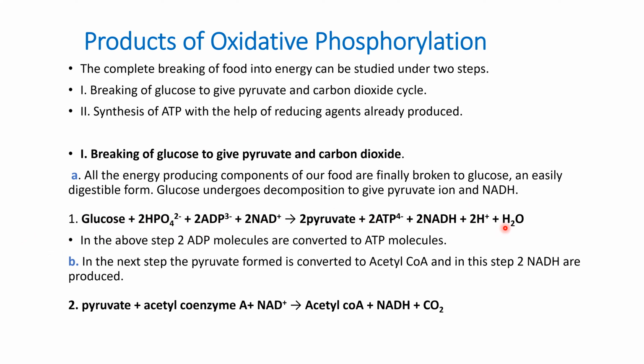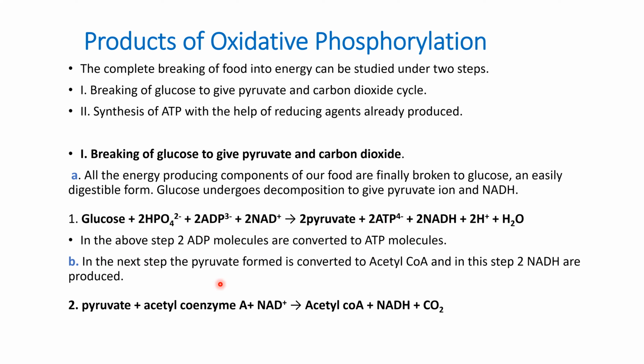2 H positive, and H2O. So this 3 minus and this 4 minus represent how much overall negative charge we have in a single ATP and in a single ADP. So in a single ADP, we have the -3, while in ATP, this is the -4. In the above step, 2 ADP molecules are converted to 2 ATP molecules.